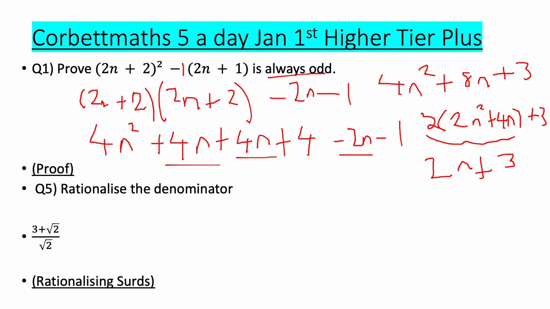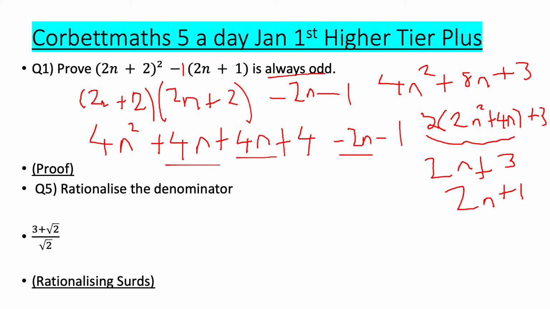2n plus 3 is in the same form as 2n plus 1, okay? So it's 2 lots of n, plus a number, so it's in this form. Now 2n plus 1 is always an odd number. 2n is an even number, 2n plus 1 is always an odd number. Okay, so remember that. What I've done here is factor out an even number from this.